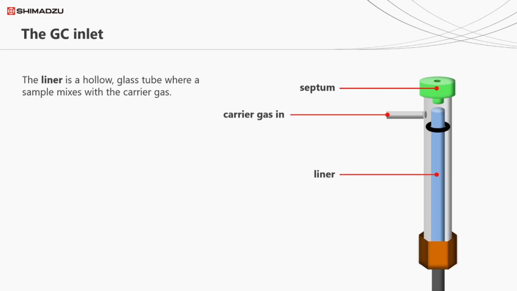The glass tube and any wool usually undergo a chemical process to deactivate the surface so that the sample doesn't react with the glass. We'll cover how to choose the correct liner during our maintenance and method development sessions later in the series.